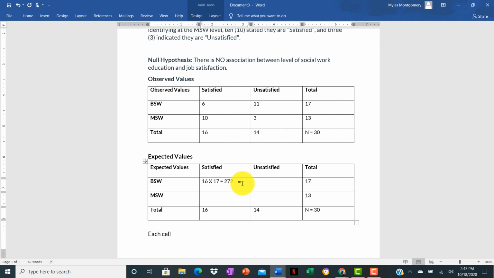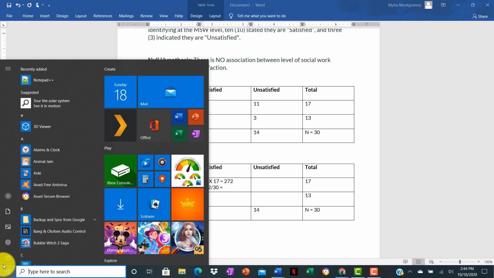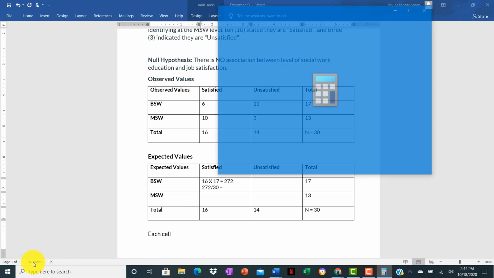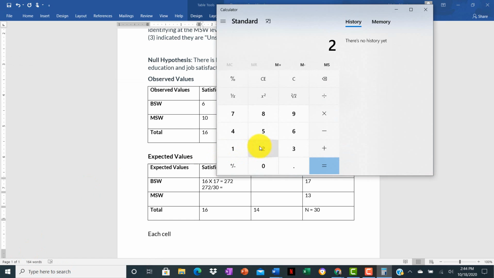Now that's not all, because in order to find this value, you're going to have to divide the product here by the n. So 272, we'll go down to one more, 272 divided by 30. What does that equal? Again, we just want to be extra sure today, so we're going to come back to our calculator and go 272 divided by 30, and that equals what for us?